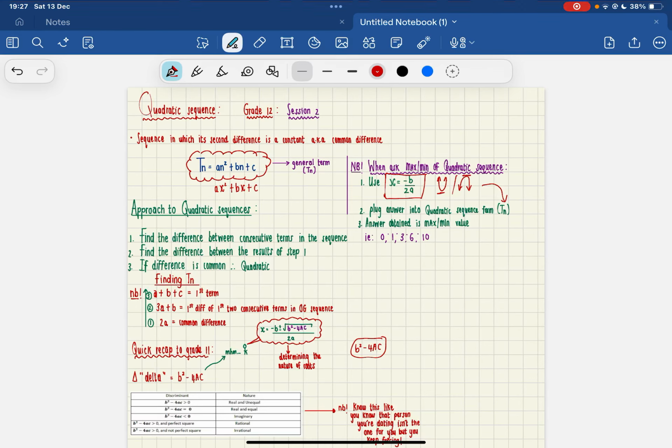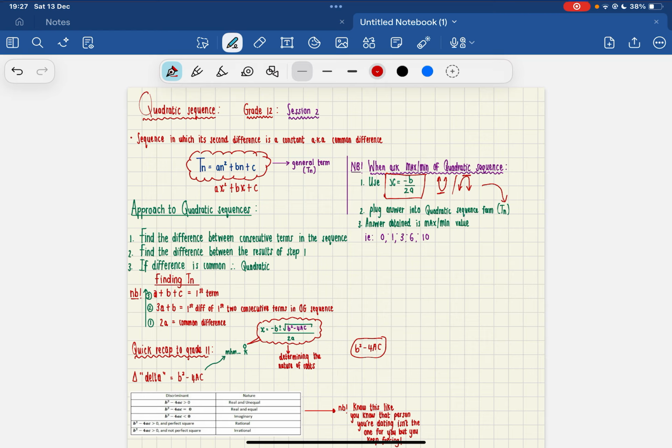This session we'll be looking at the quadratic sequence, and I'll be going a bit slow in this session. But do keep note that if you find me to be a bit slow, a bit redundant, it's all in efforts to make sure that you understand the work and that it sticks in.